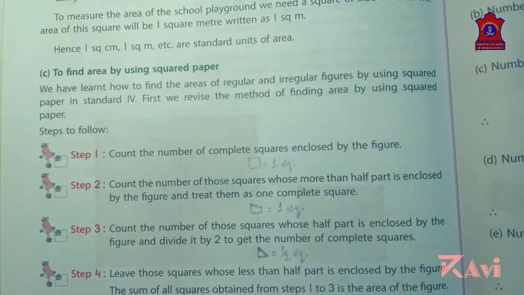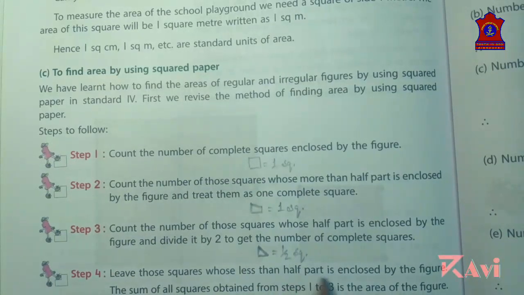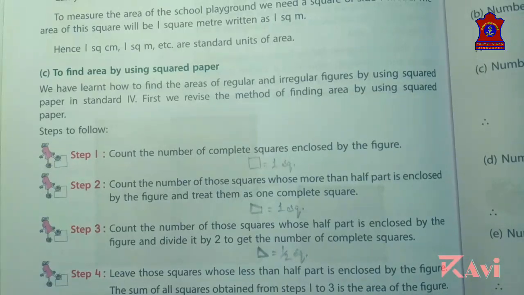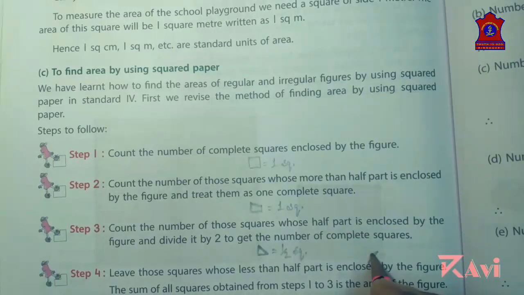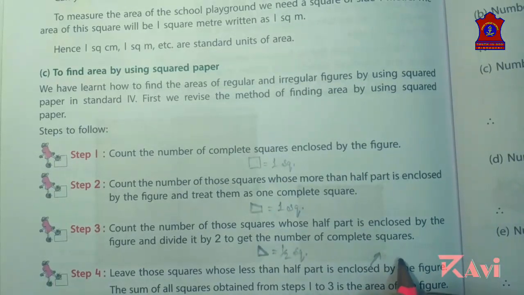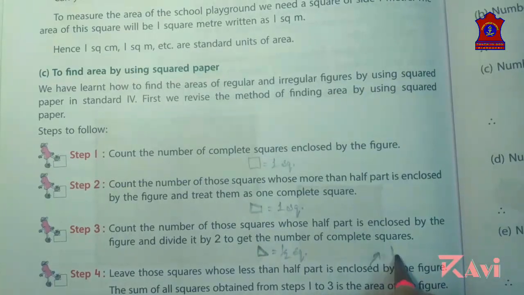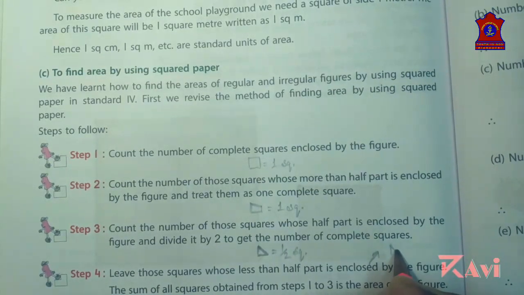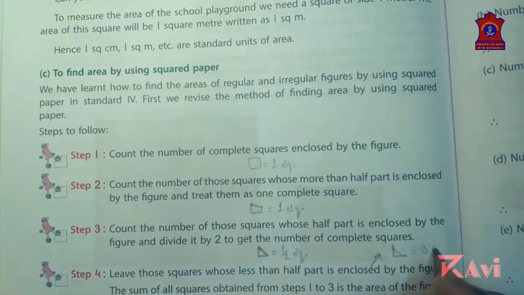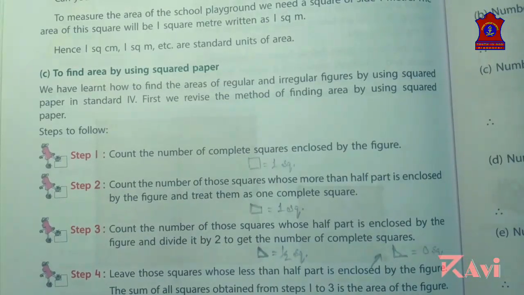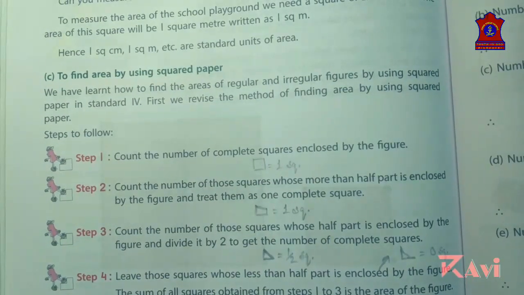Clear? Now leave those squares whose less than half part is enclosed by the figure. Less than half part means if a figure is like this, see, I'm drawing here, a small part, less than half. It will not be counted. Zero square, nothing will be counted here. You need to leave it. Okay, now let's do it.